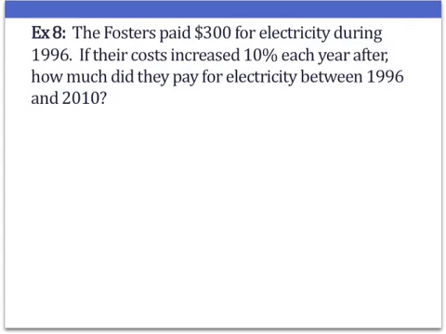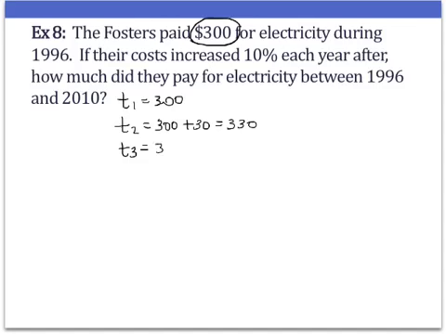Now the last one is about my electric bill, and we're going to begin with an initial value of $300. Now let's see if we can figure out what's going on here. Now if my cost increased by 10%, that means I start with 300, I'm adding 30. So 330. And then my third term is that one, and then I'm adding 330 or 33. Okay, and that should give me enough.